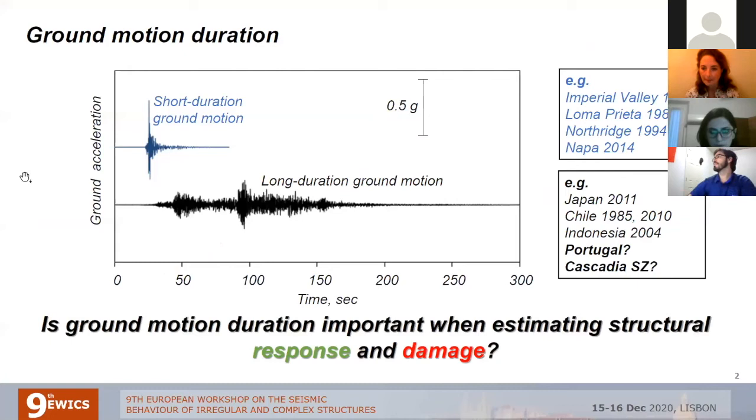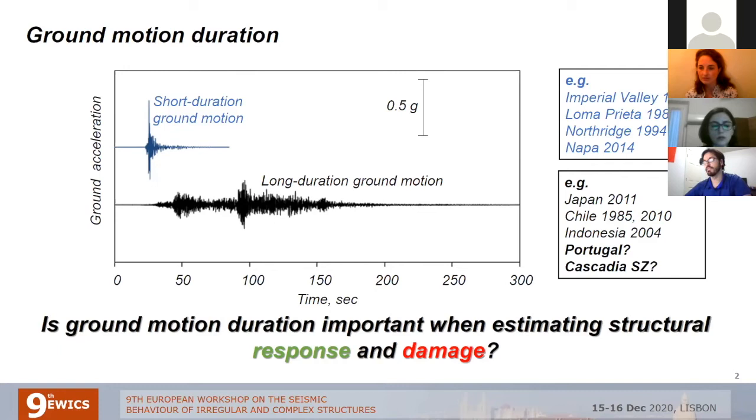In the past, we had many destructive earthquakes, and some of them can be classified as short duration earthquakes, and some as long duration earthquakes. Examples of short duration earthquakes are Imperial Valley, Loma Prieta, Northridge, and Napa. Recent examples of long duration earthquakes are Japan, Tohoku, Chile, and Indonesia. We also expect that Portugal and the Cascadia subduction zone are expecting a longer earthquake too.